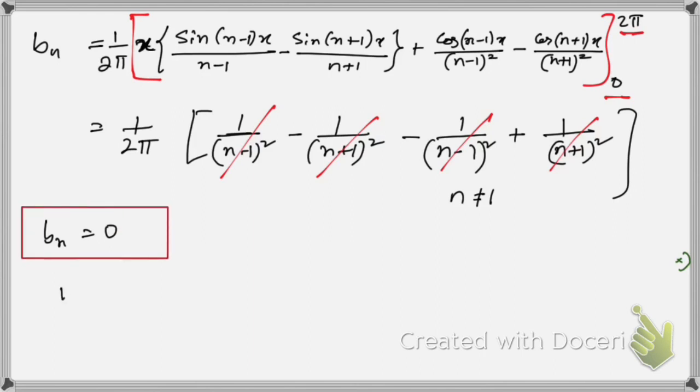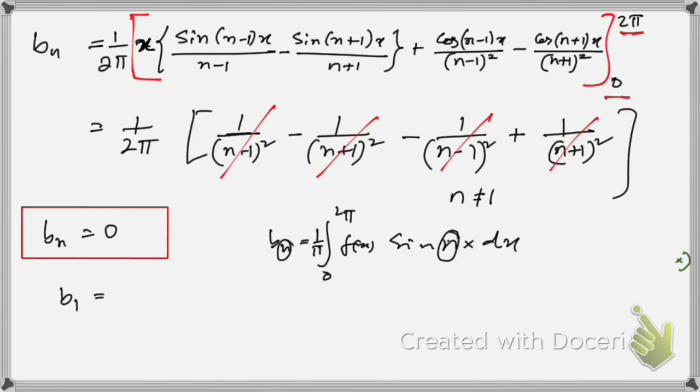So now let's find b1. In order to find b1, we start with the formula bn equals 1 by 2 pi, integral from 0 to 2 pi, f of x sin nx dx. Here for b1, n will be equal to 1. So b1 is equal to 1 by pi, integral from 0 to 2 pi, where f of x is nothing but x sin x, and instead of sin nx you write sin x, dx.